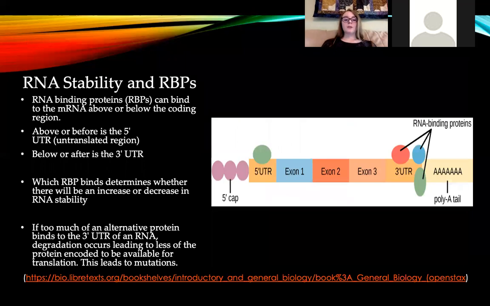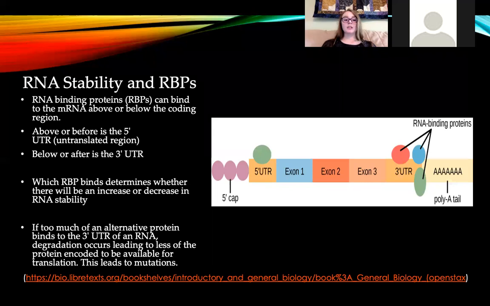RNA stability and RBPs. RNA binding proteins, also known as RBPs, can bind to the mRNA above or below the coding region. Above or before is the 5' UTR, also known as the untranslated region.